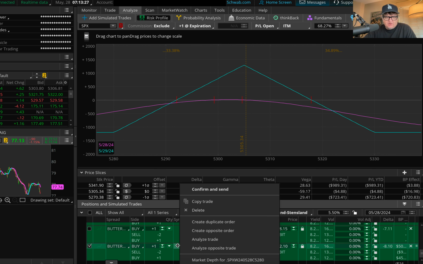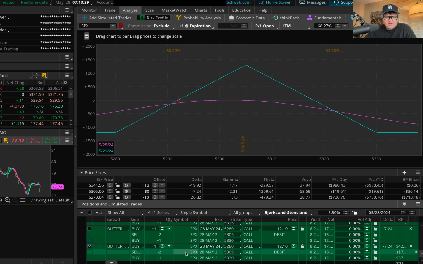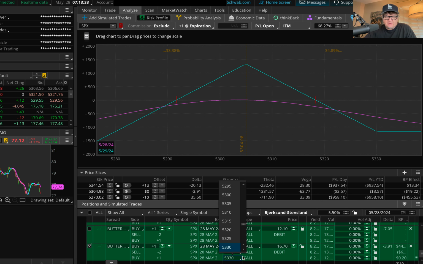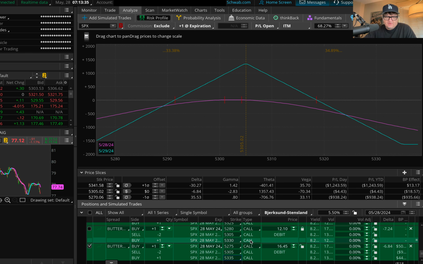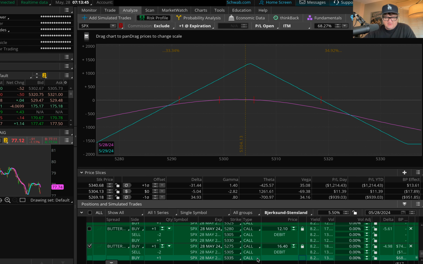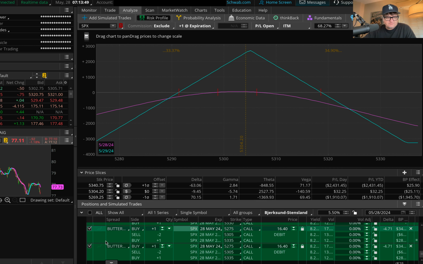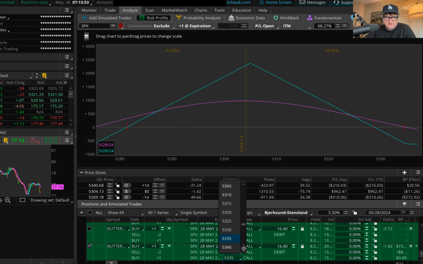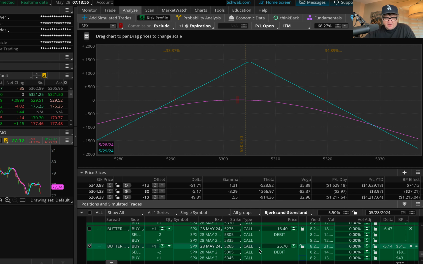Then I'll do another one. I'll say analyze trade. This will be our 30 wide, 75 and 35. Is that right? I'm getting screwed up here now. Yeah, that's right. That's our 30 wide. And then I'll say analyze trade. This will be 40. So I'll go down by 10 points on either side. This is our 40 wide. Yep. Okay, so there's all of our main paper trades.